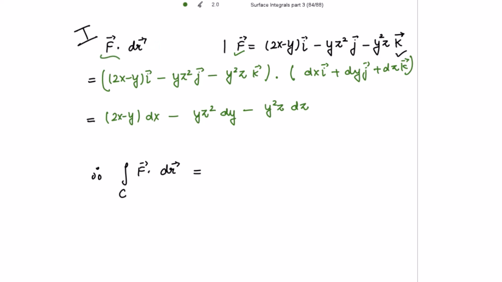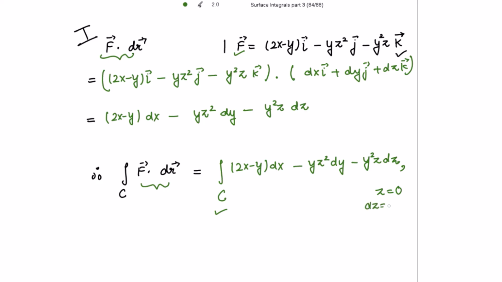Now taking the line integral of this dot product. So this is a line integral over C. Writing the value for this dot product: (2x minus y) dx minus yz² dy minus y²z dz. Because on this circle z is equal to 0, dz is also 0. Writing the first term as it is, the second term becomes 0 and the third term also becomes 0.